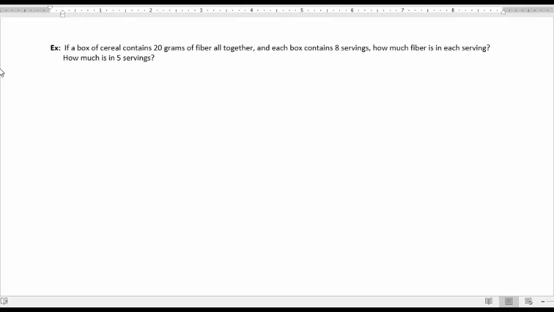And then our final unit rate problem is actually a two-step one. So if a box of cereal contains 20 grams of fiber altogether, so there's 20 grams of fiber in the whole box, and each box has 8 servings, how much fiber is in each serving? So again, similarly, we want fiber in each serving. So we want this to be measured in grams per serving. So that just tells us what we're going to put in the numerator. We're going to put the 20 grams on the top, and we're going to put the number of servings on the bottom.